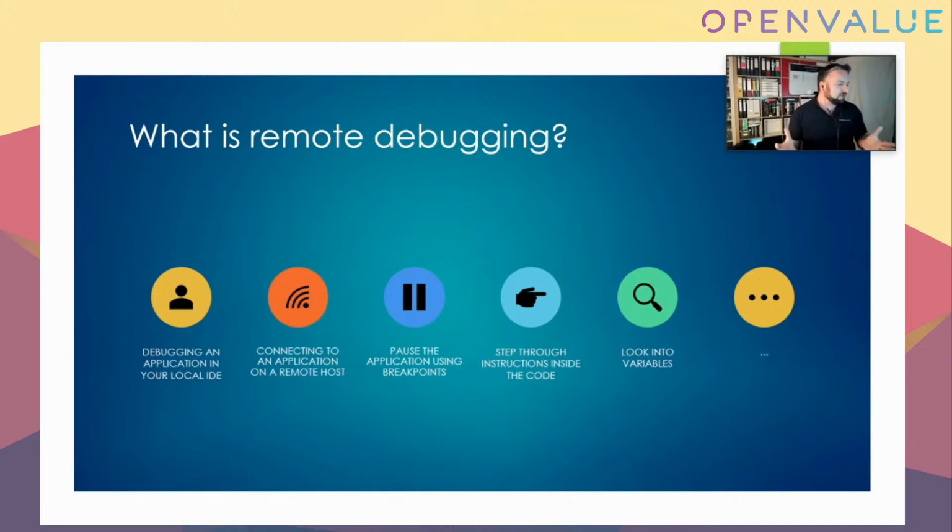So what are we doing? We are actually debugging an application like you would do in your local project in your local IDE. But the thing is, I'm going to connect to a Java process on a remote host. During the debugging session, we can pause the application using breakpoints. We can step through instructions inside the code and look into variables and everything, or almost everything, which you could do in a debugging session on your local machine.